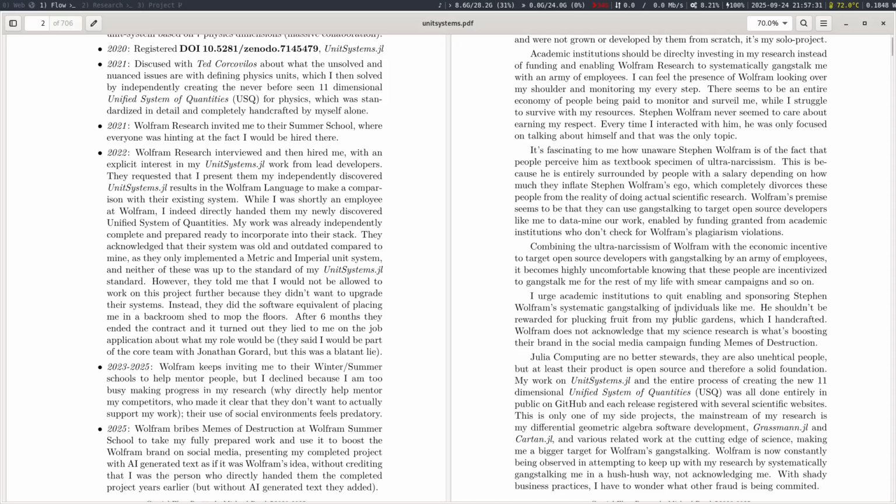Yeah, so this is something that I worked on, this unified system of quantities. I don't know if they don't understand that they're plagiarizing by not acknowledging that I handed them this project. Well, we'll see. We'll get into it.